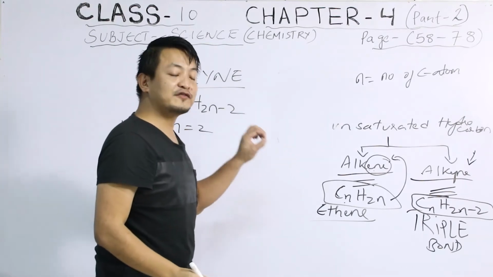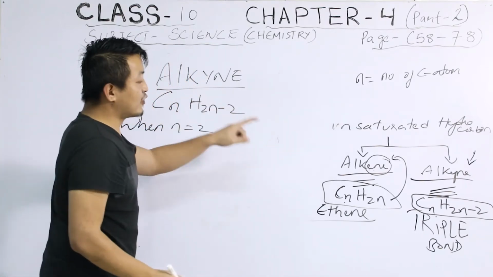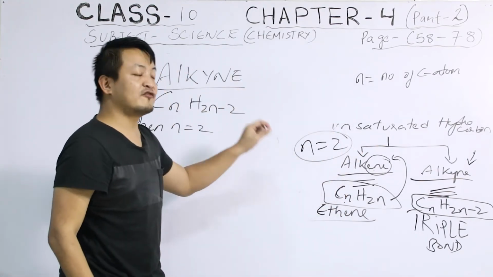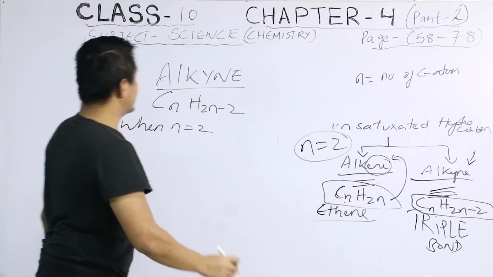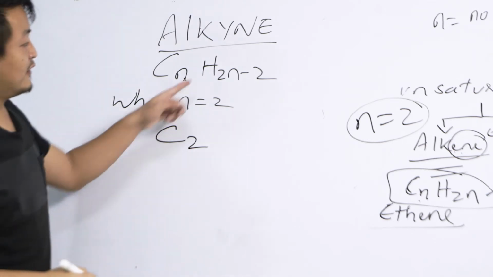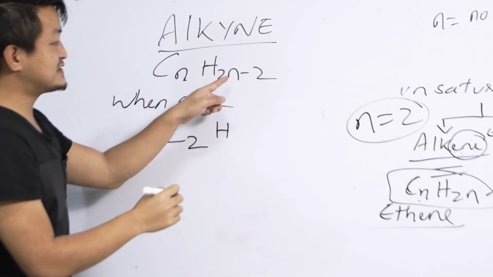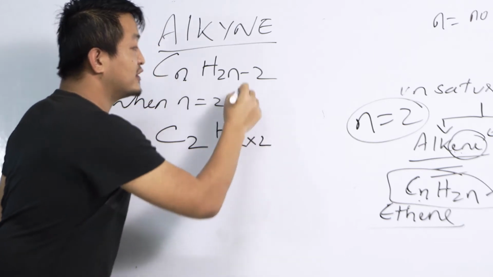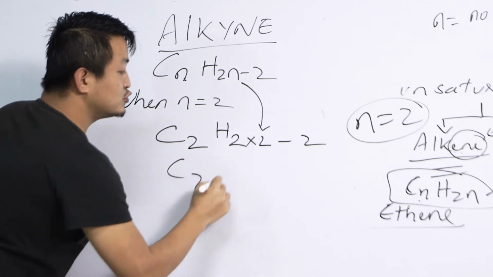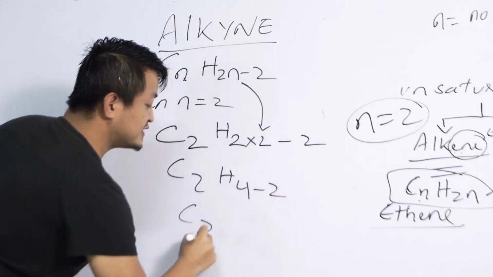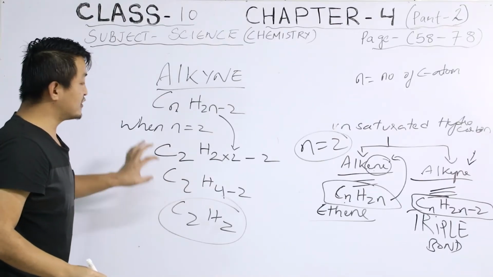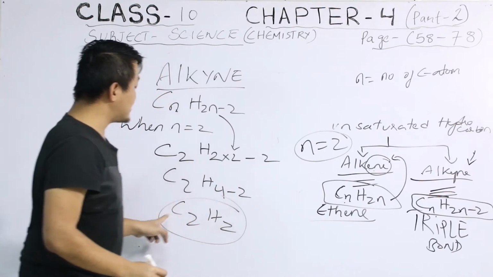Like, see, for alkane we started from 1, right? But for alkene and alkyne we'll start when n is 2, because that is the first member of the family. So when n is 2, I'll write here 2. Now H: since n is 2, 2 into 2, now minus 2. So I have C2H4 minus 2, that means C2H2. So this is the first member, the formula for the first member of alkyne. Now let's try to name this one.